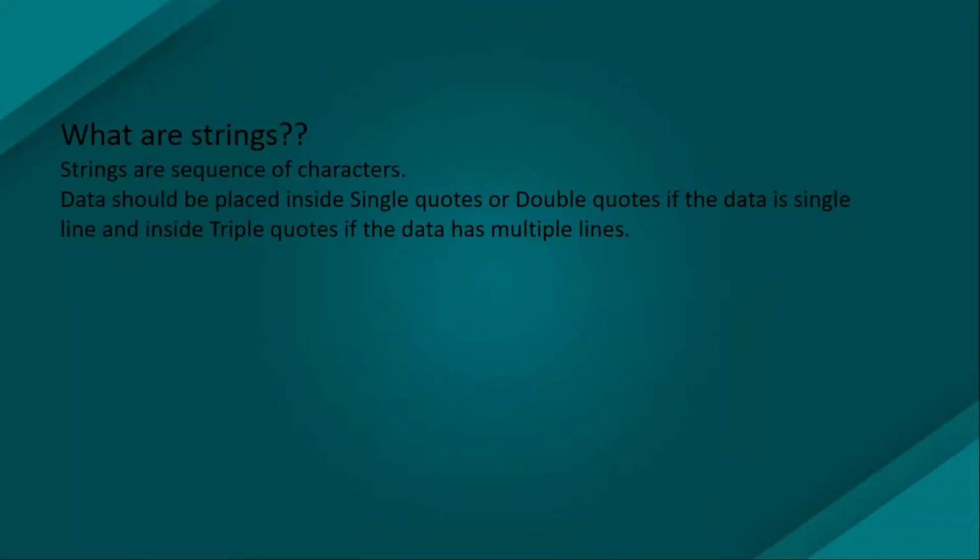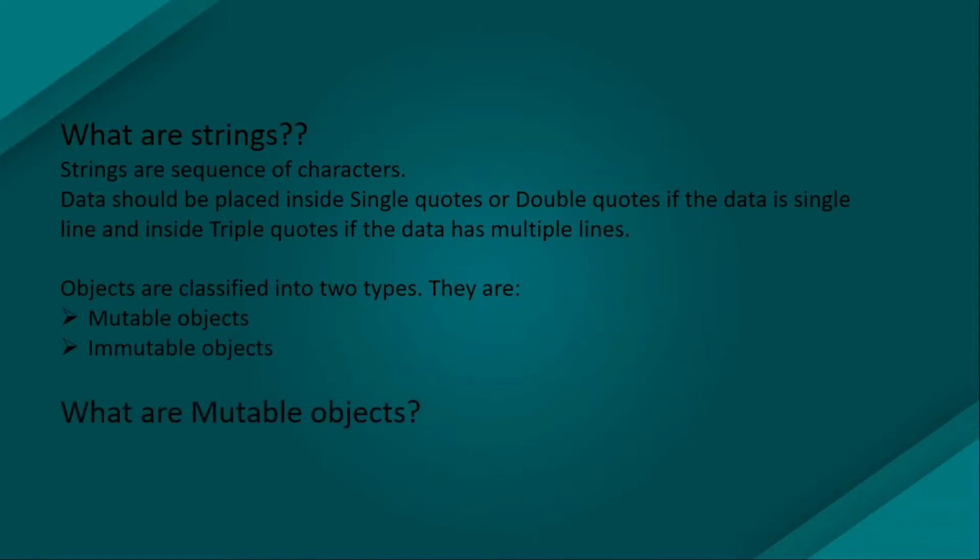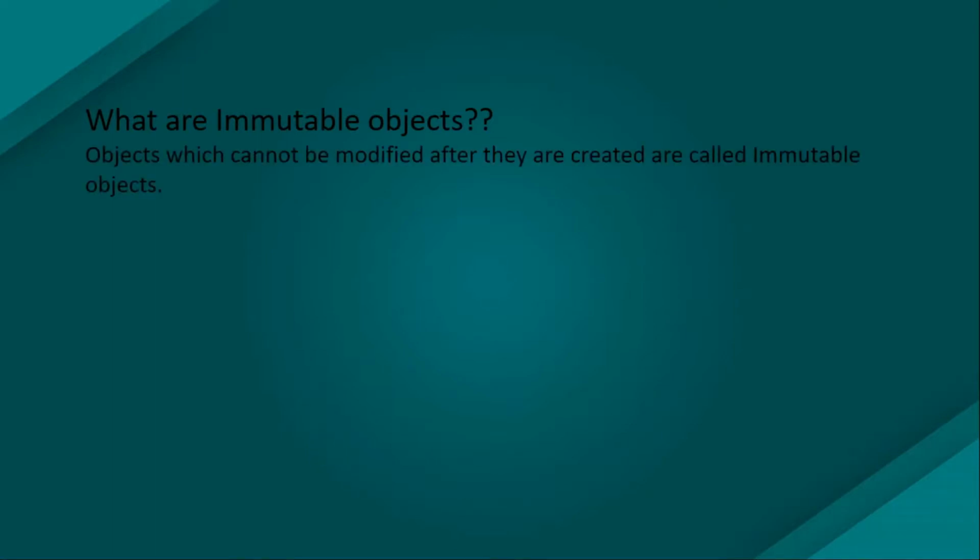And now the objects are classified into two types. They are mutable objects and immutable objects. What are mutable objects? Objects which can be modified after they are created are called mutable objects. The objects of list, dictionary and set data types are mutable. So now let's see what are immutable objects. Objects which cannot be modified after they are created are called immutable objects. And the objects of integer, float, complex, string and tuple data types are immutable.